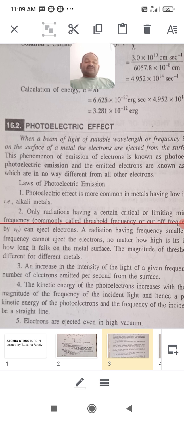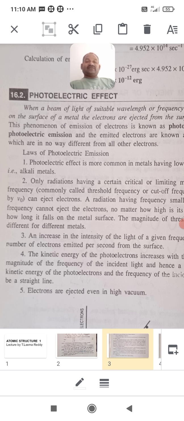Third one: an increase in the intensity of the light of a given frequency increases the number of electrons emitted per second from the surface. Next, the kinetic energy of the photoelectrons increases with the increase in the magnitude of the frequency of the incident light, and hence a plot between the kinetic energy of the photoelectrons and the frequency of the incident radiation will be a straight line.